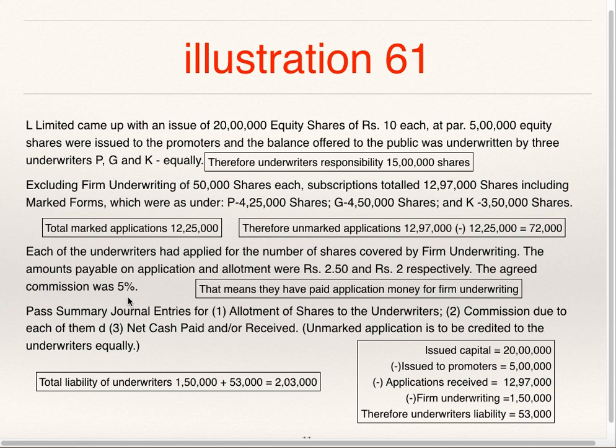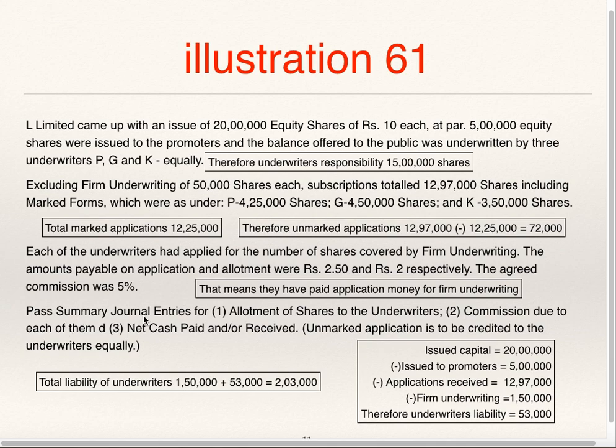Commission is always to be calculated on the entire issue. That is, in this particular case they will be getting commission on 15 lakh shares because underwriters do not get commission on the shares taken over by promoters. So on 15 lakh gross liability, that is 5 lakhs each, what will be the commission? 5 lakh shares into 10 into 5%. That will be the commission payable to each and every underwriter.